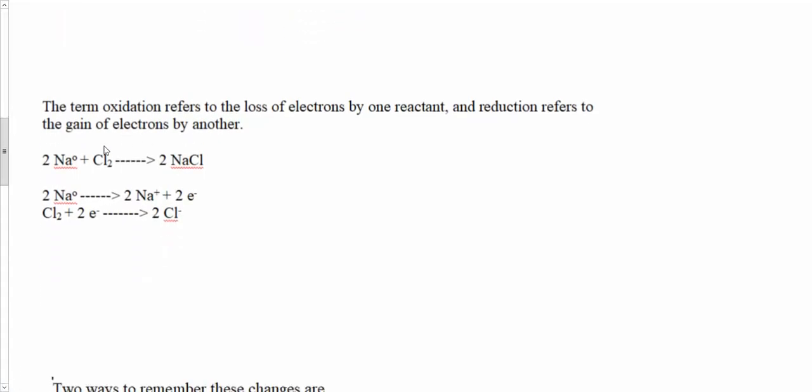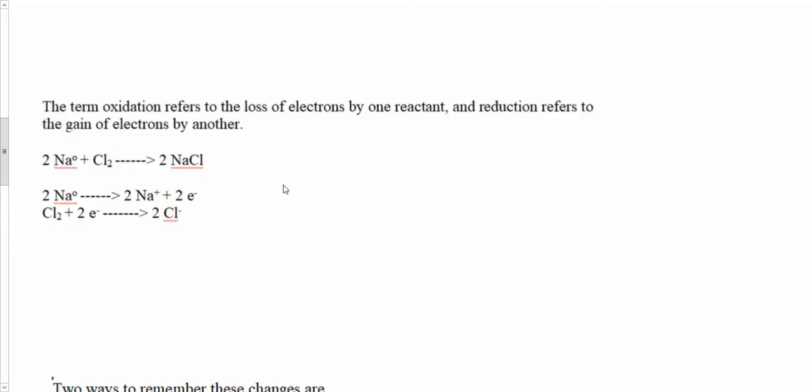This example right here is actually happening in two steps. The sodium first turns into two sodium ions and gives up 2 electrons, and then those 2 electrons are grabbed by the Cl2 gas, and I get 2 Cl minus. So the one thing seems to be losing electrons, and one thing is gaining them.